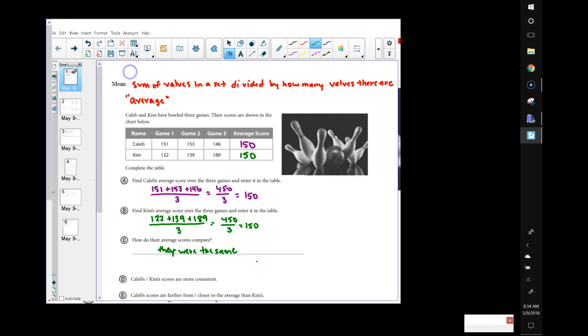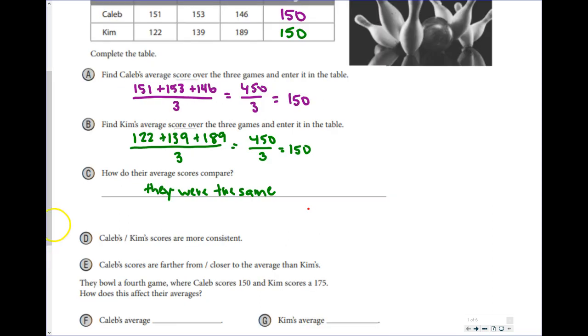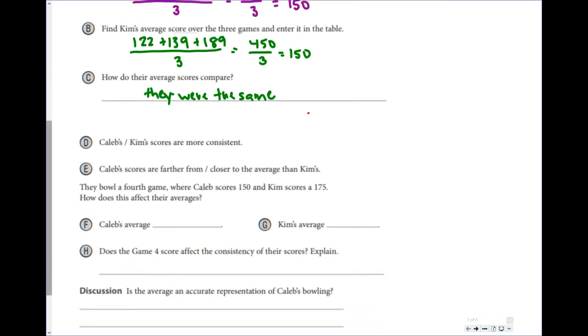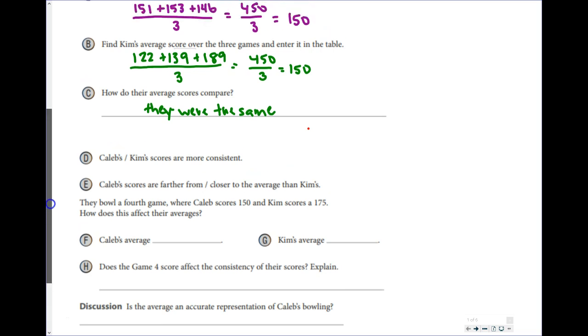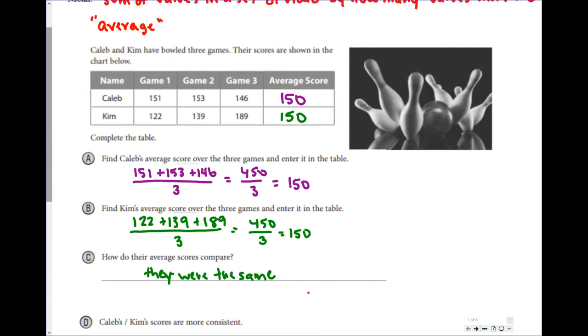So the next question asks, who's more consistent? Now, the word consistent means like you do the same thing over and over and over again. It's the same. It doesn't change very much. So if I go up to Caleb and Kim, I'm noticing that Caleb got 151, 153, 146. Those are all very close to each other. Like, they're only off from 10 to 15 points. If I look then at Kim's score, she goes 122, 139, and then jumps all the way up to 189.